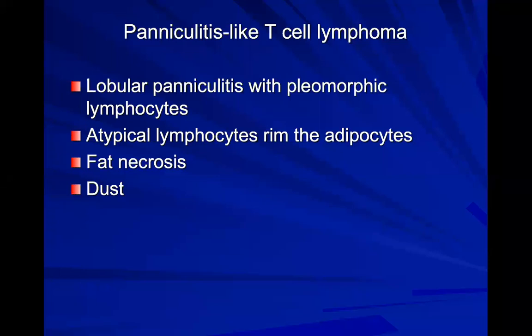So in contrast, the main differential will be a panniculitis-like T-cell lymphoma. And there's even a question clinically as to whether there is a progression potentially from lupus panniculitis to a panniculitis-like T-cell lymphoma. But either way, you have another lymphocyte-heavy infiltrate in a lobular pattern in the fat. And in this case, you'll have atypical lymphocytes. So these should be a little bit larger, a little bit darker, a little pleomorphic, meaning they look a little bit different from one another, that rim the adipocytes. You can also have fat necrosis and dust, so it can be hard to distinguish from lupus.